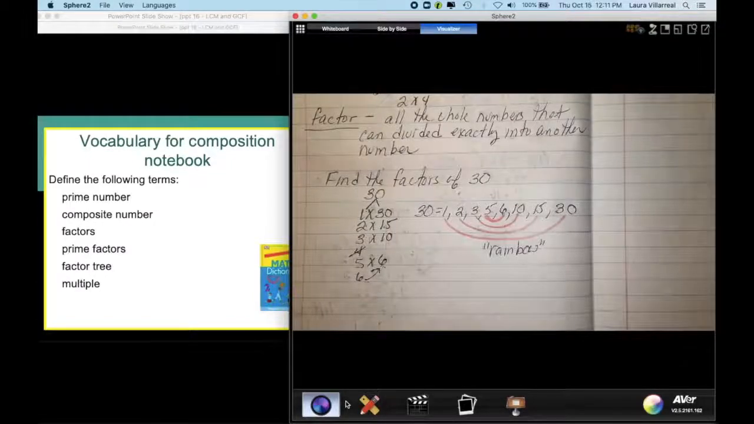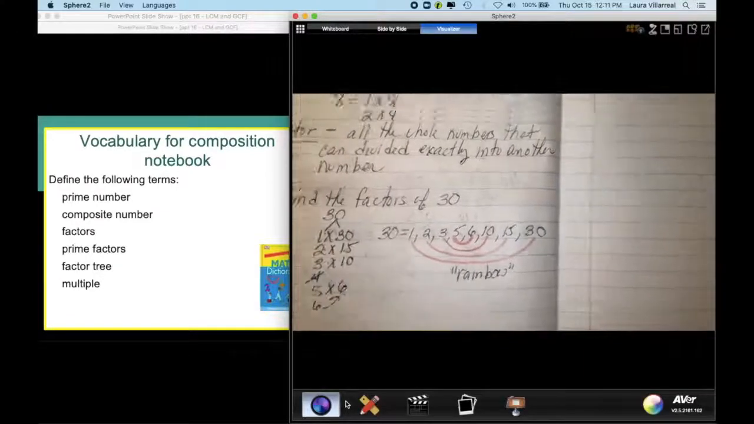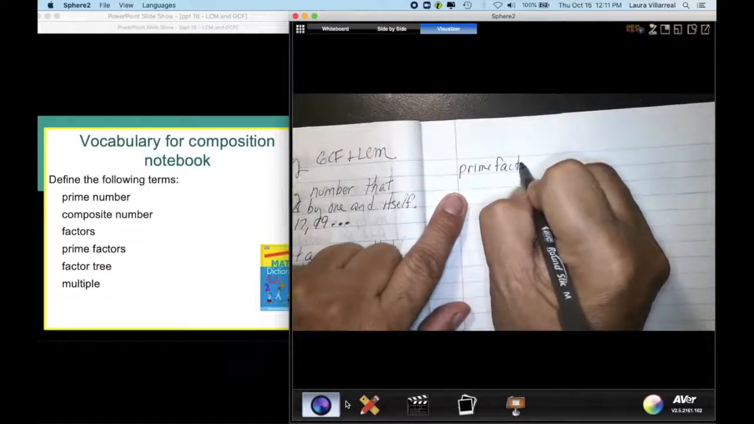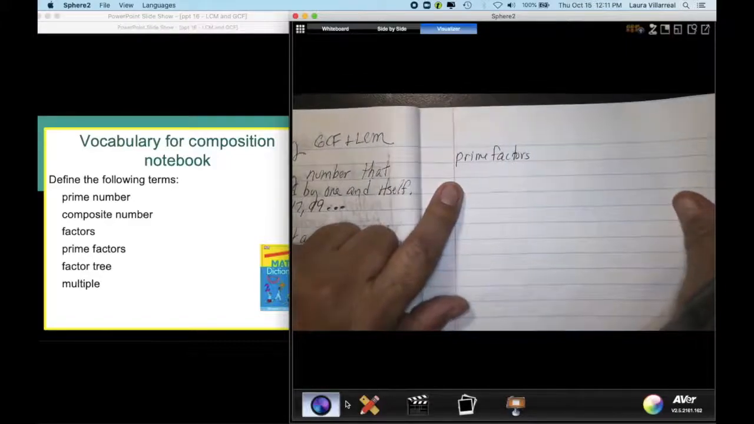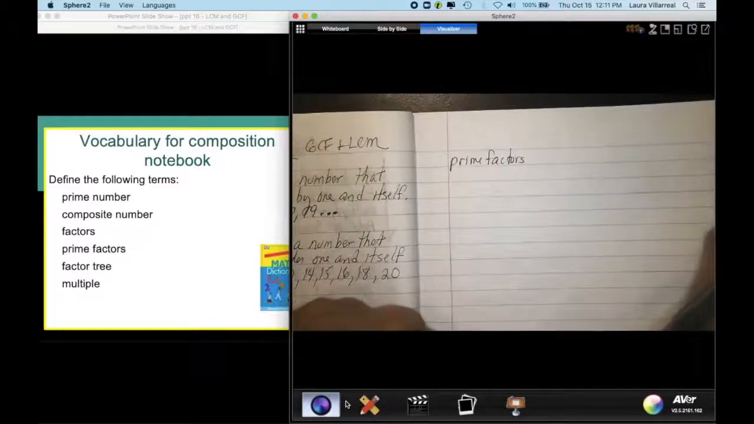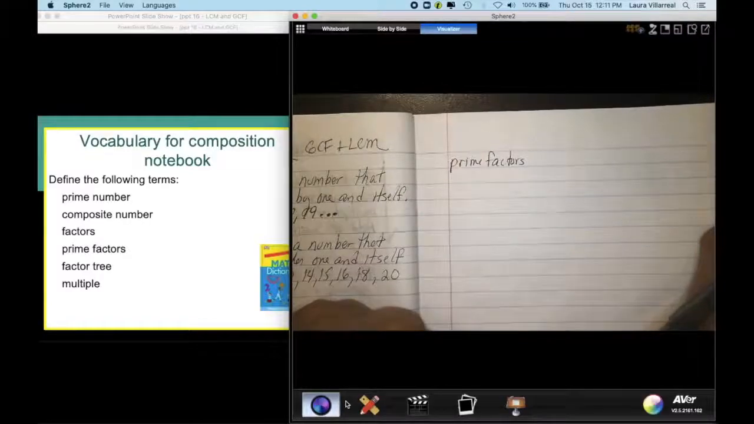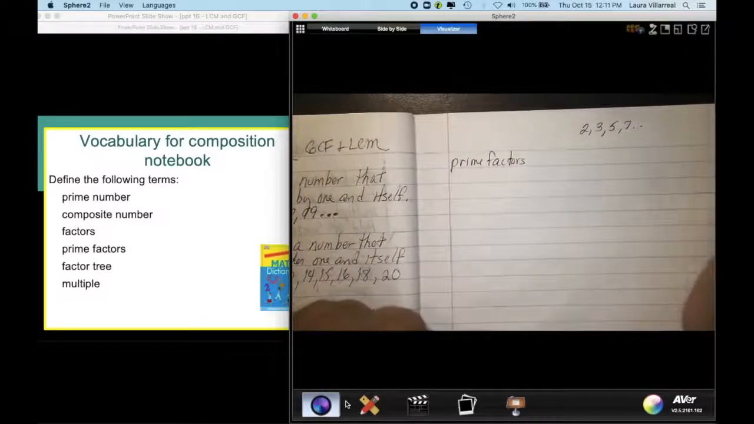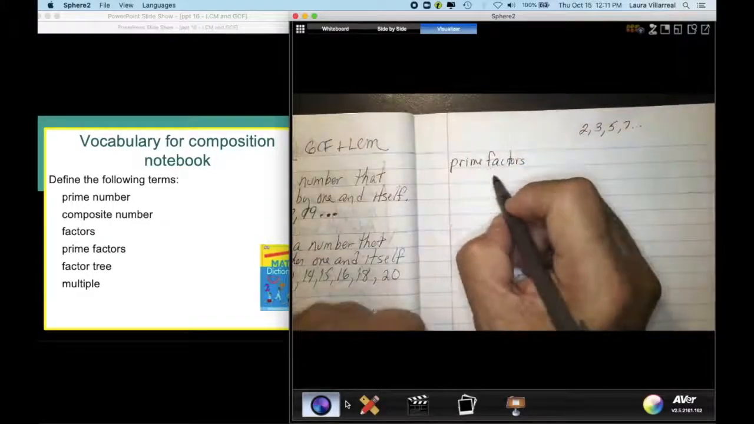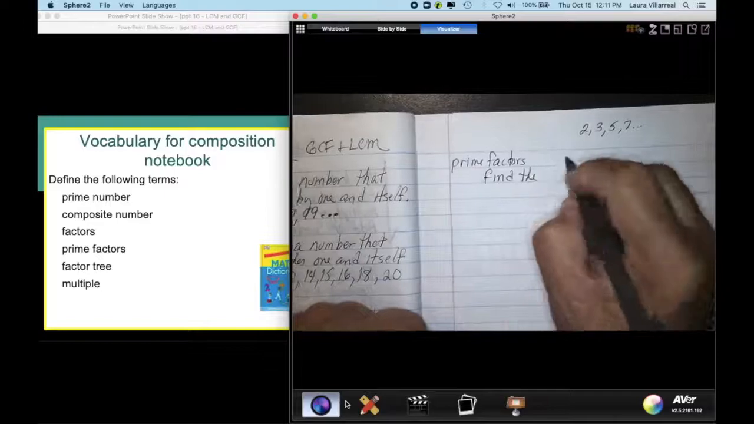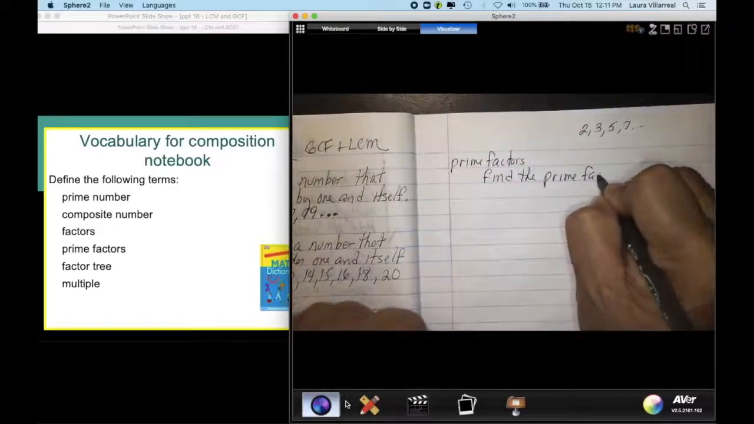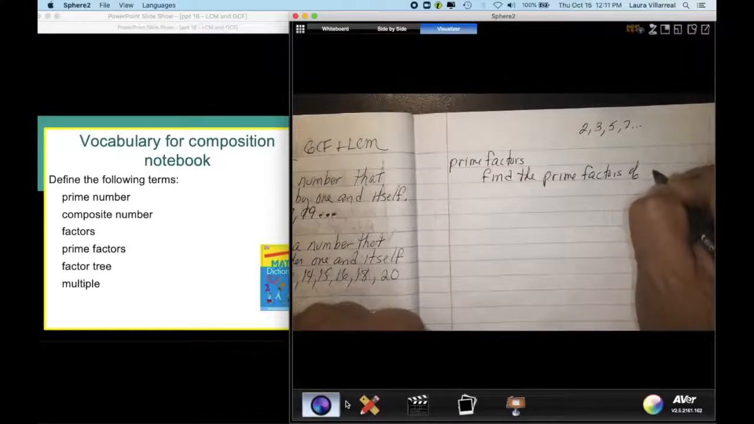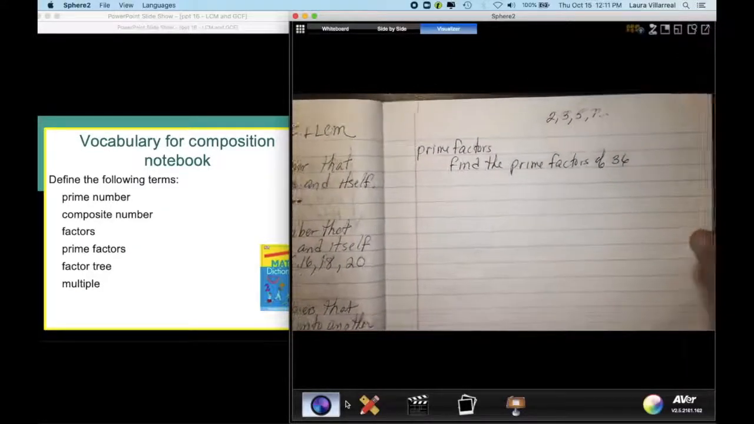Okay, so let's look at prime factors. So a prime factor is when you break up a number in only the product of prime numbers. Okay, now remember our prime numbers start with 2. So when I divide a number, let's say find the prime factors of 30. Let's do 36. Find the prime factors of 36.